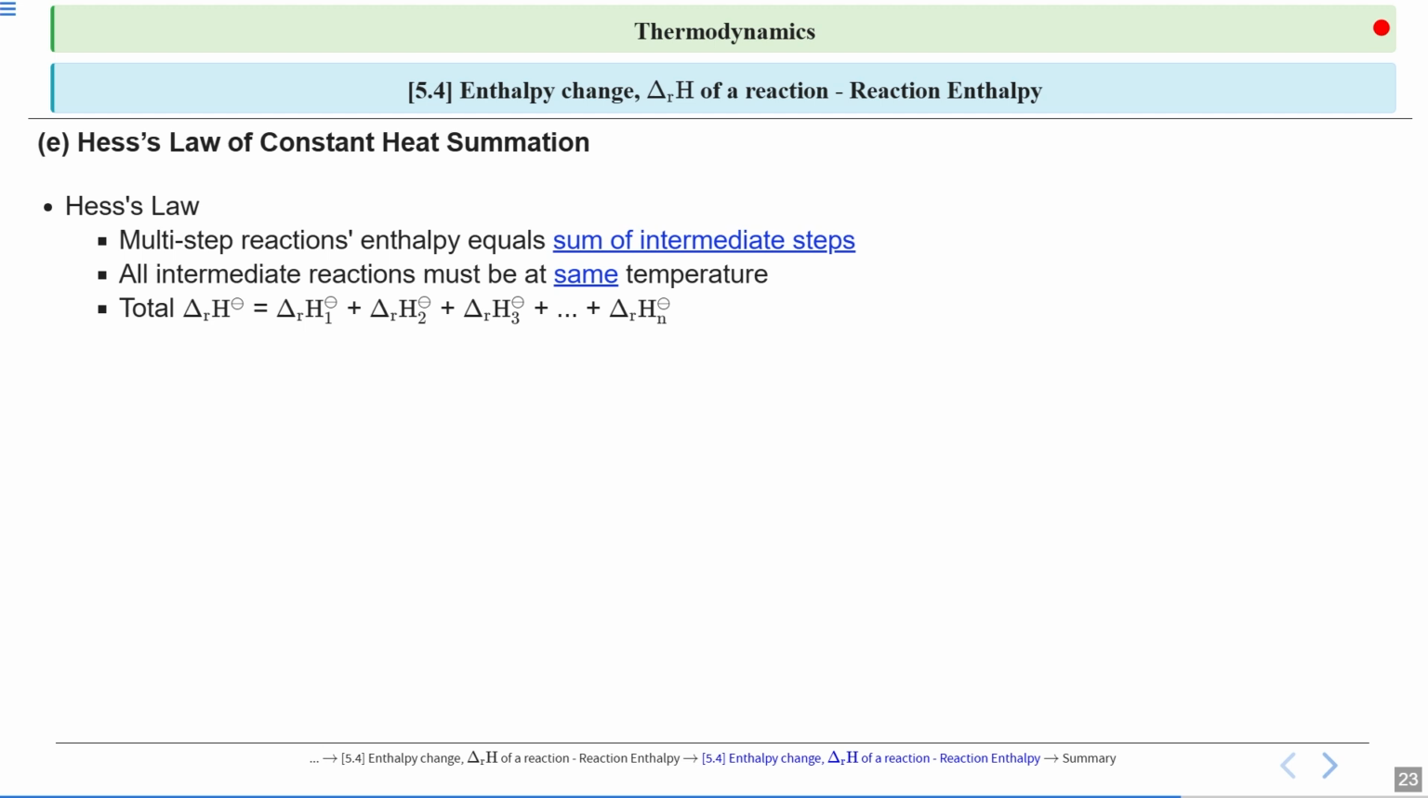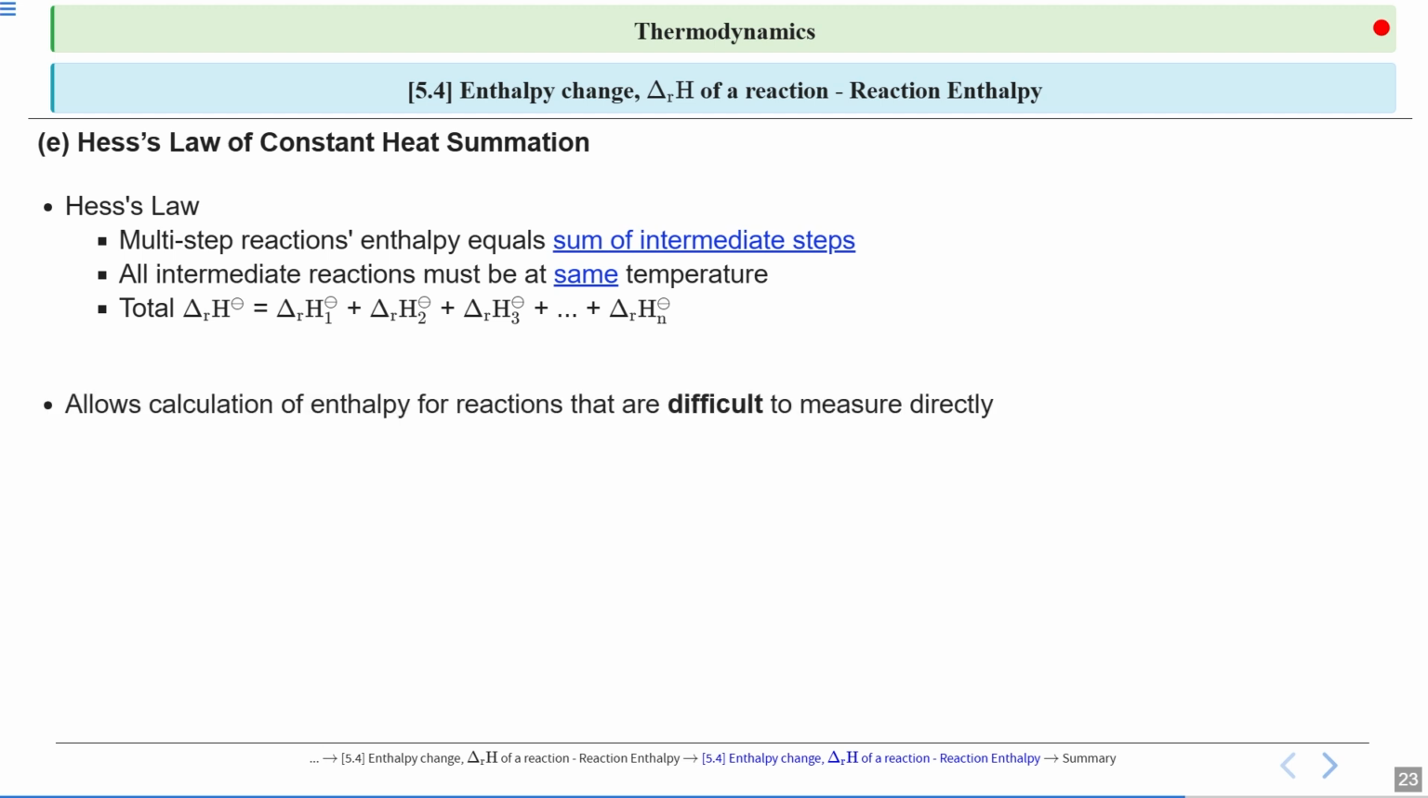How can we represent it mathematically? So suppose your reaction goes through n number of steps whose enthalpy changes are delta RH1 naught, 2 naught, 3 naught up till n naught. Then the overall enthalpy change can be written as a summation of all of these, and that will be equal to the enthalpy change of the overall reaction represented by delta RH naught.